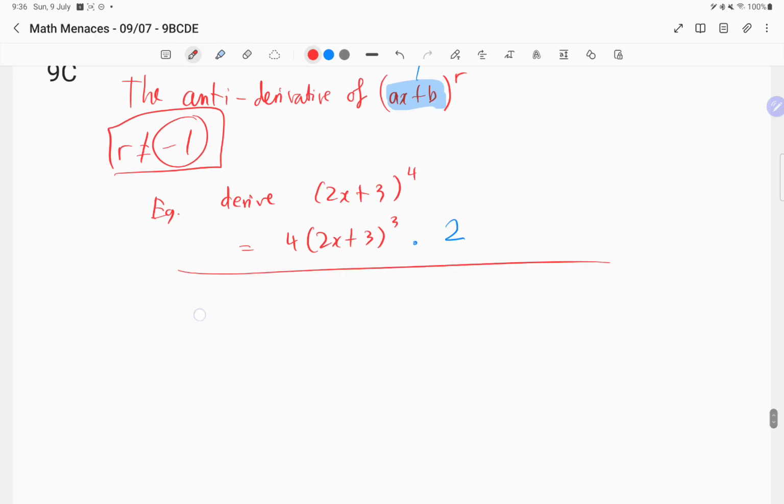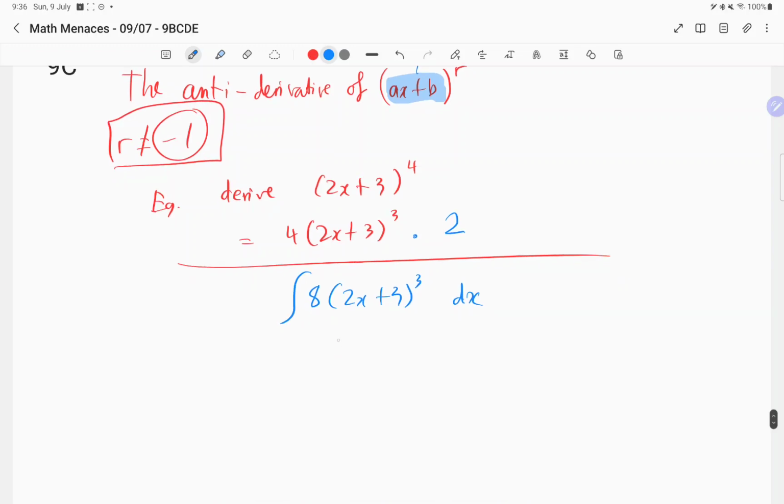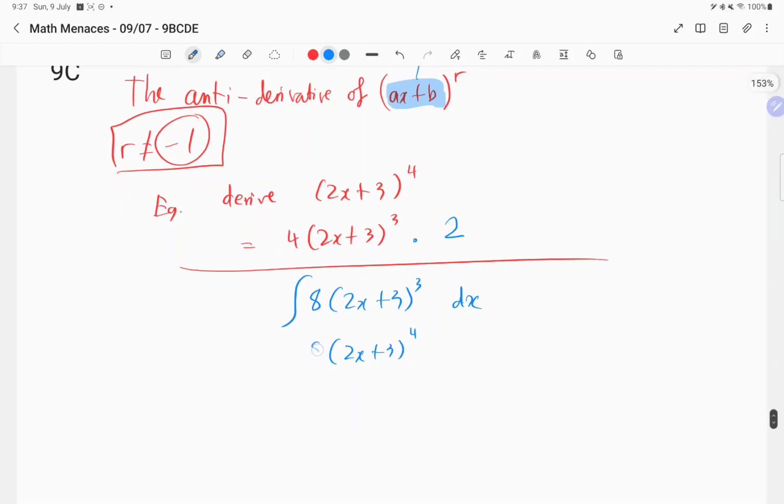So this time we're not deriving, we're anti-deriving a different equation. Let's say (2x + 3) to the power 3, or let's just say 8 times that. We're trying to anti-derive this with respect to x. Then we do the same thing where we raise the power of the middle term by 1, and it will still be 8 times that. Then you divide by the new power, which is 4, but that's not all. You do the reverse of times by 2, which is divide by 2. So you multiply by 2 at the bottom. If that's what you meant, then you're correct.